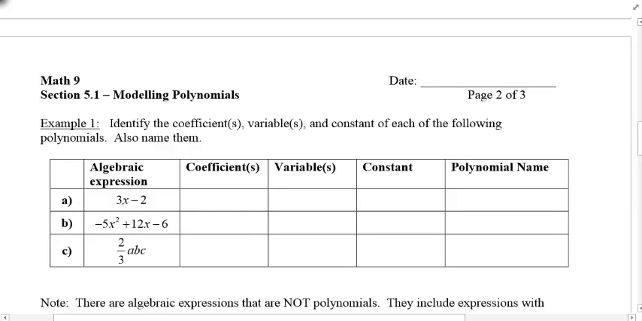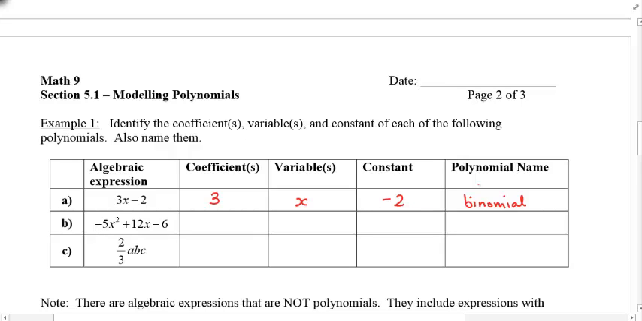Part A here. Here's our algebraic expression, 3x minus 2. What are my coefficients? Once again, coefficients are the numbers in front of the variable. 3. What is my variable, though? Yeah, x. And what's my constant? That's just the number by itself. That would be -2. And then the polynomial name, I see that there are 2 terms. We call this a binomial. Okay?